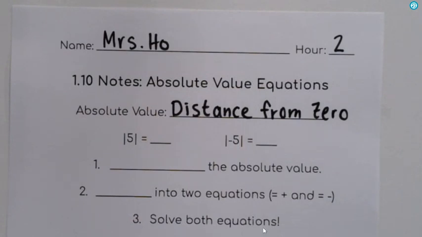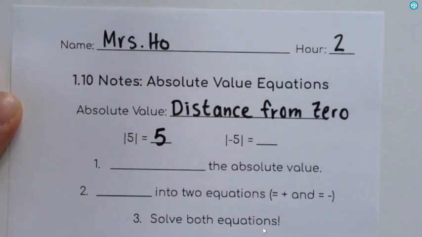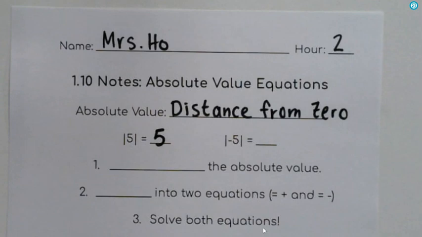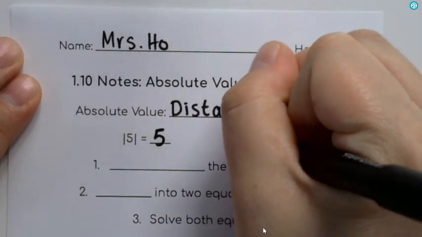So, we already talked about this. What is the absolute value of 5? 5. It's 5 spots away from 0. What's the absolute value of negative 5? 5. Okay?